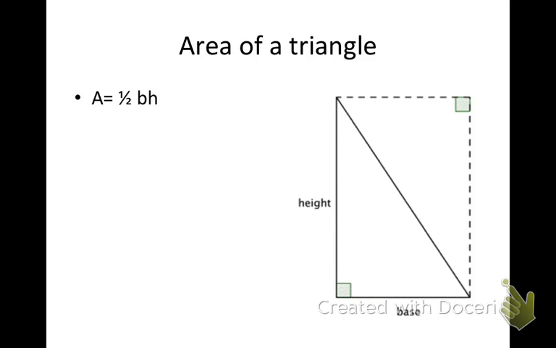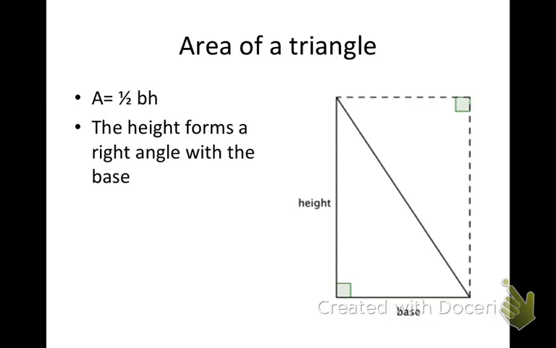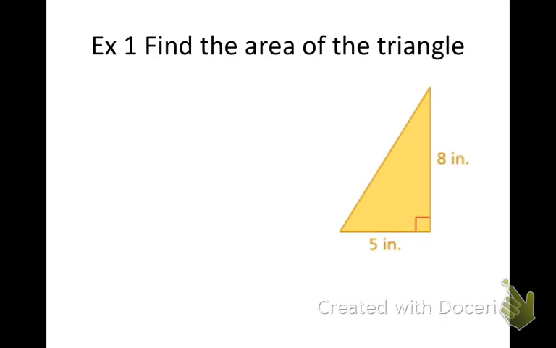And how do you know which of those is height and which of those is the base? Well, the height always forms a right angle with the base. So if you look, you see there's a right angle. And then you have the base and the height form right angles with each other. And we're going to practice this, so don't worry. So go ahead and write down some notes. When you're ready to move on, we'll move on. If you have a question, go ahead and write that down on the side, and we'll go over that tomorrow.